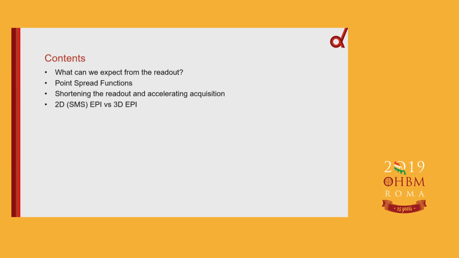I'll do basically a little introduction of what you can expect from a readout when you're looking at very high spatial resolution imaging. I'll address the crucial question of the point spread function, and how that leads us, amongst other reasons as well, to try and accelerate acquisition. I'll concentrate exclusively on echoplanar imaging and variants thereof.